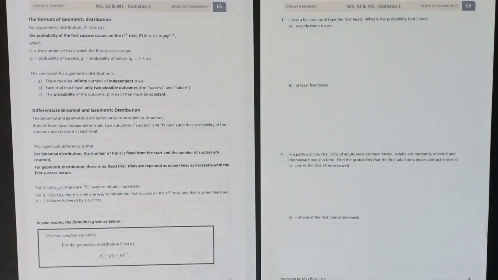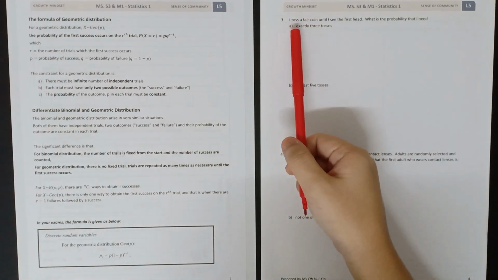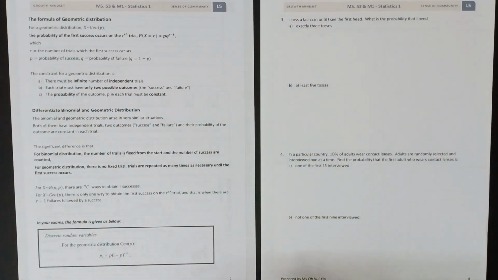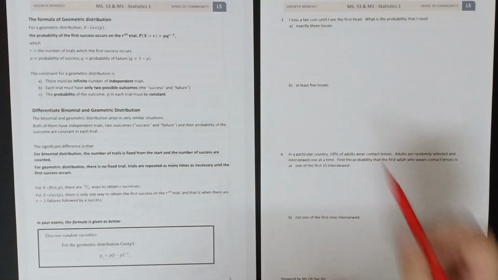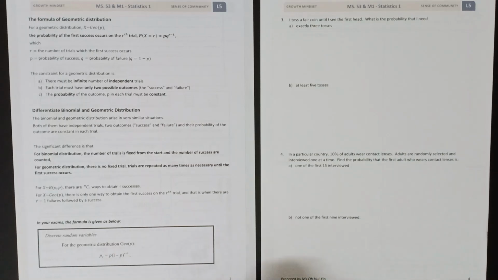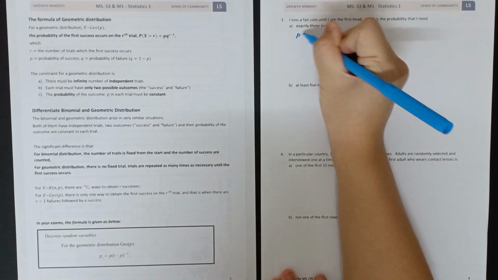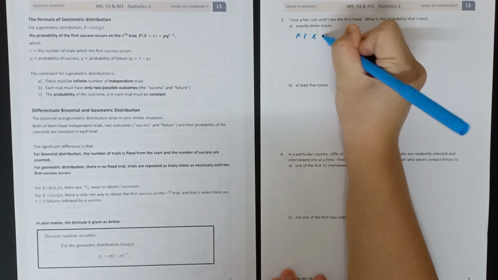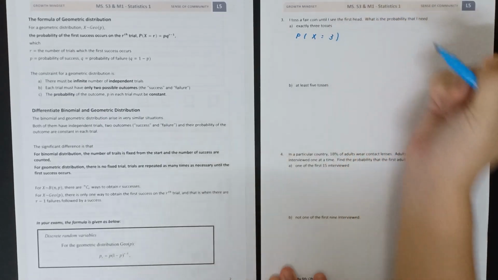Okay, moving on. Number 3. I toss a fair coin until I see the first head. What is the probability that I need exactly 3 tosses to get the first head? Okay, what does that mean? You can see I toss the fair coin until I see the first head, so it's about the first success also. Exactly 3 tosses means: what is the probability for me to get my first success exactly on the third time?